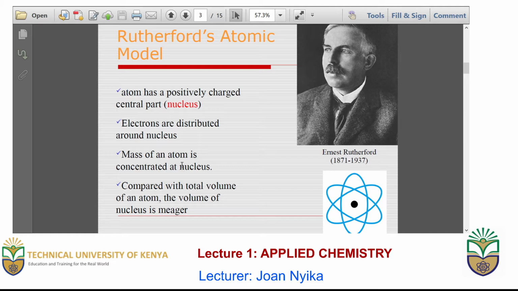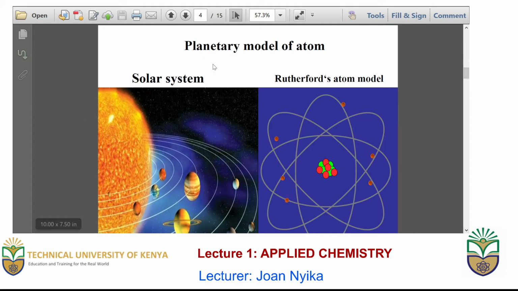The mass of an atom is usually concentrated at the nucleus. However, the volume of an atom compared to the volume of a nucleus is quite small. That was the summary of Rutherford's theory. Rutherford's theory can be compared with the solar system, where at the central part we have the sun, and around it are the planets we know, and they are rotating around the sun.